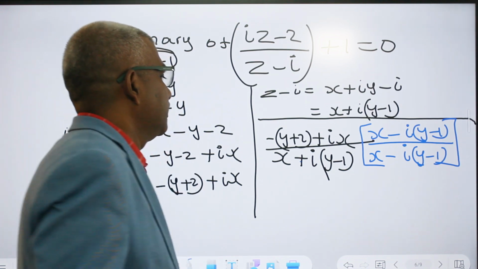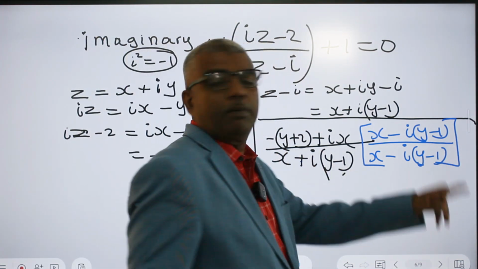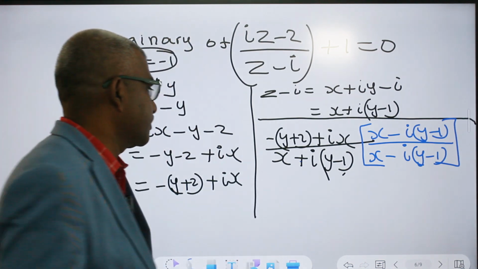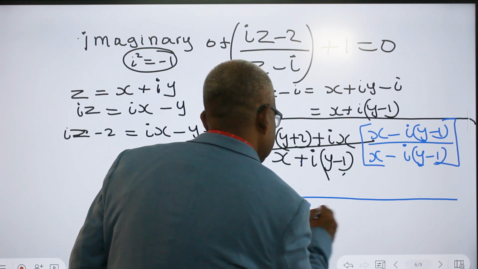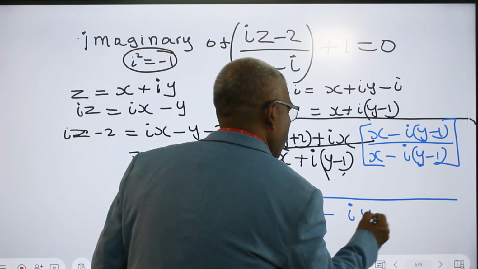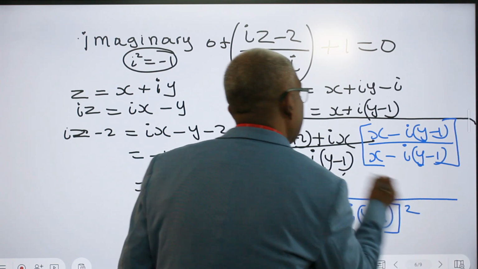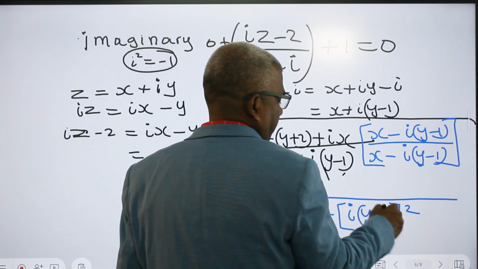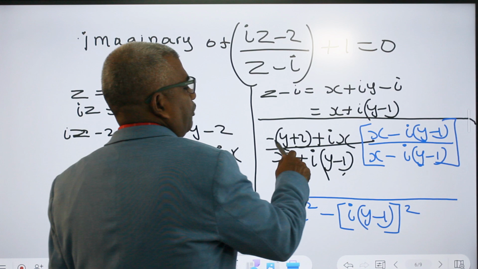This is a plus ib, times a minus ib, so the denominator will be a squared minus b squared. a squared, minus b, which is i(y minus 1) — b is not y minus 1, it is i(y minus 1) — squared. What will be the numerator? Multiply this one.